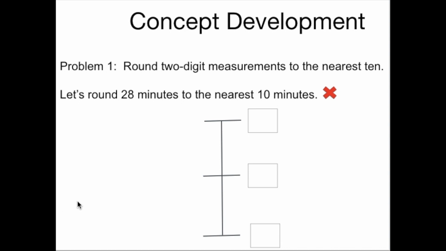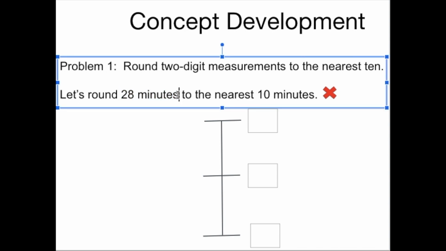Alright, you guys, we're going to round 2-digit measurements to the nearest 10. Let's round 28 minutes to the nearest 10 minutes. So in this slide, we're going to go back to using a vertical number line, just so that we're versatile and we can use number lines on either side, horizontal or vertical. So we're talking about 28 minutes.